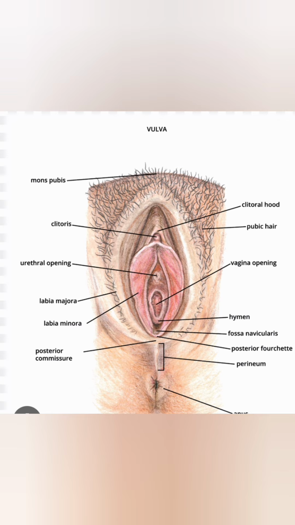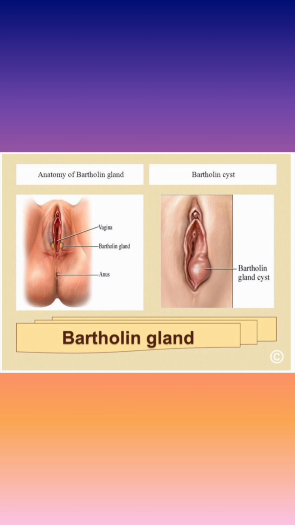In females we have erectile tissue which is called the clitoris. It has three bundles of erectile tissue. Bartholin gland present around the hymen membrane provides lubrication.